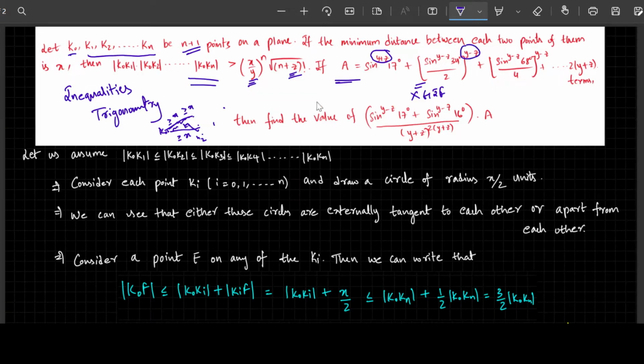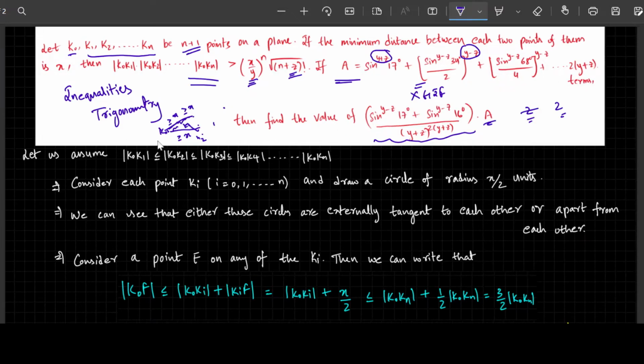Then we need to find the value of [sine power (y minus z) 17 degrees plus sine power (y minus z) 16 degrees] divided by (y plus z) whole power 2 times (y plus z). Okay, so this is not z again. I differentiated z and 2 in this way. This is z, this is 2. So (y plus z) whole power 2 into (y plus z), and this total expression is being multiplied by a. So this is the value that we must try to find out. So this is the whole question. I hope you have gotten enough clarity. So let us proceed now.